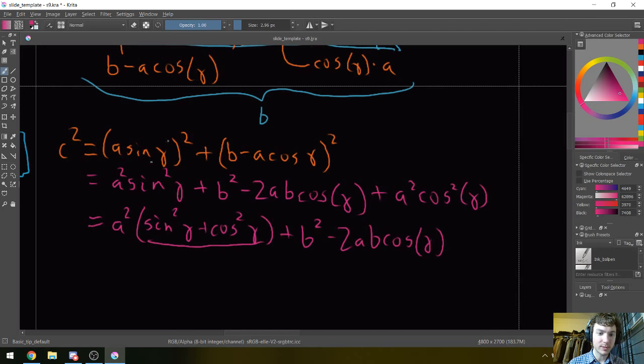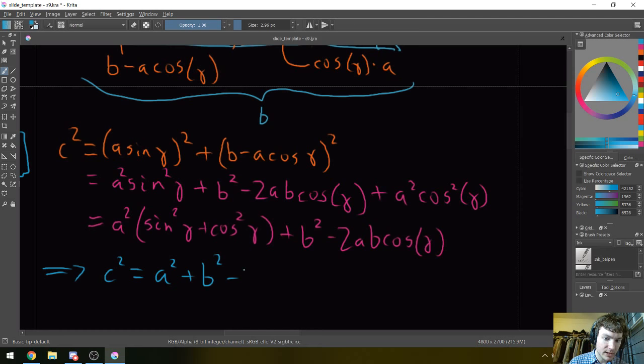So you should train your eyes not only when you see cosine squared plus sine squared, but when you see some number like a squared times cosine squared and that same number times sine squared, you can always factor it out and replace the guts by a 1. So that's a nice trick. So now we're done. C squared equals a squared plus b squared minus 2ab cosine gamma. Have you seen this before?